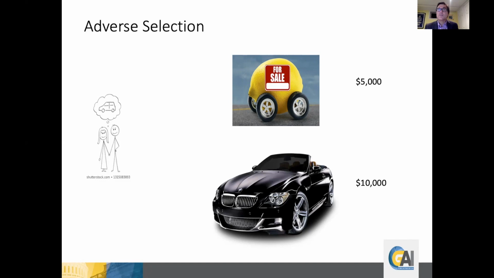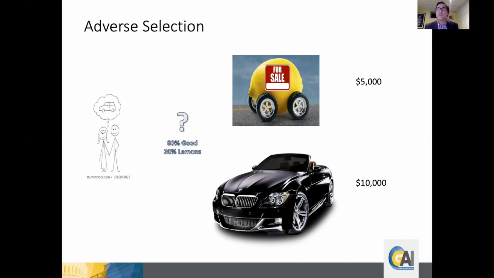Again, this is what we would call in econ jargon an experience good because they can't tell ex ante. They cannot tell ahead of time whether they're buying a lemon or the good car until they actually buy it and drive it, and then they'll know after a couple months whether it is truly a good car or something that's going to break down on them. So let's think about how this couple is going to make their decision.